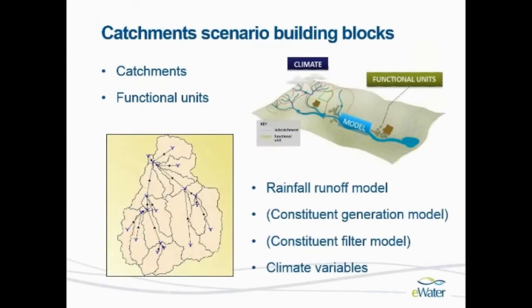So let's have a look at what the standard procedure is for building a catchments model. Your basic building blocks consist of catchments and functional units, which represent landscape features such as slopes, anything where you would expect a similar hydrological response. On top of this, one builds a rainfall runoff model. Optionally, you can add constituents through a constituent generation model or a constituent filter model. And then, of course, driving this whole process are the various climate variables.